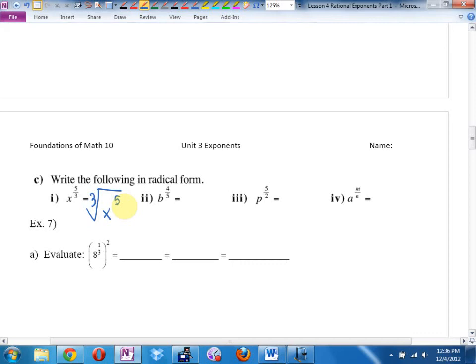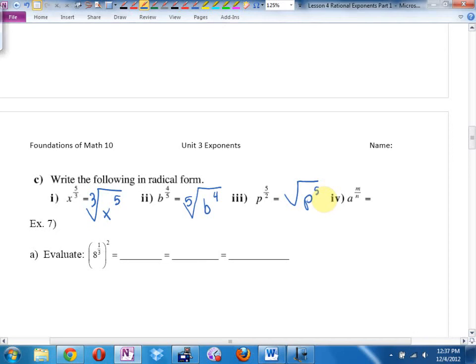How would I write b to the 4 over 5 as a radical? The what root of what to the what? The 5th root of b to the 4th. How would I write p to the 5 over 2 as a radical? The what root of what to the what? Square root. You could put the 2 there, but we understand if you leave it blank, it's square root of p to the 5th.